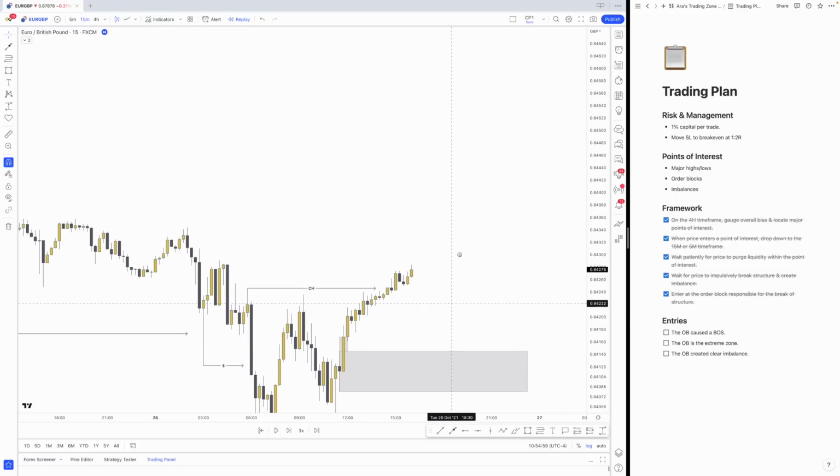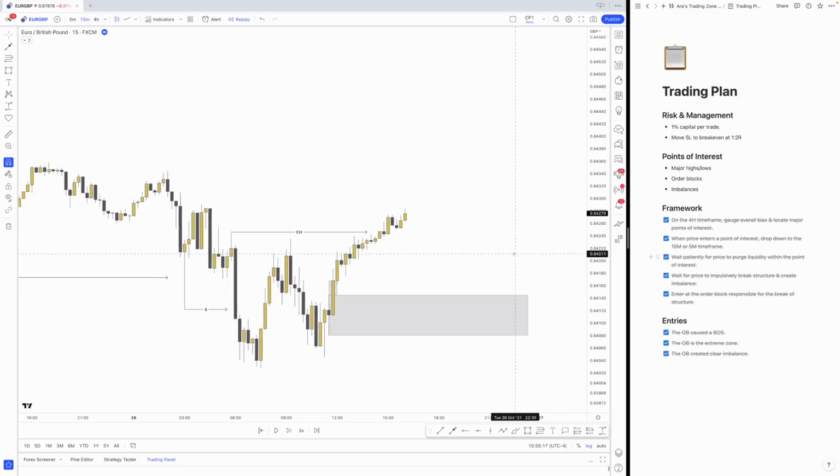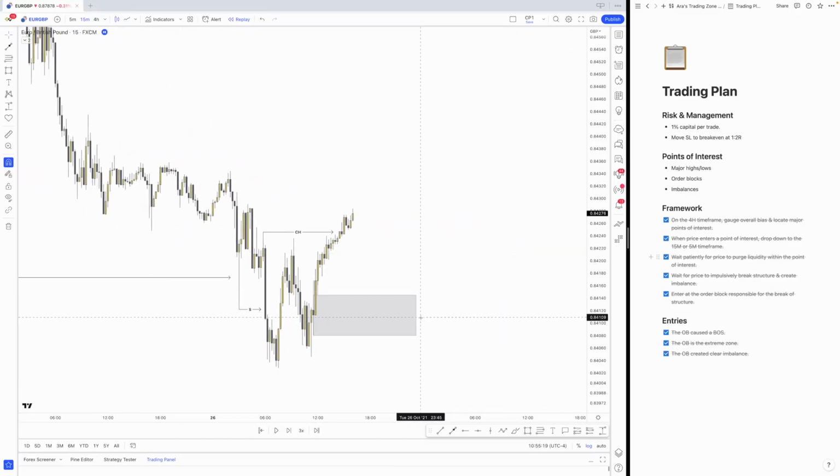Now before we set up the position tool, I want to go over the quick entry checklist and make sure that the order block caused a break of structure. Yes, it did. The order block is the extreme zone. Yes, it is, because it's the furthest down in this bullish leg. The order block created clear imbalance. Yes, it did. So everything checks off on our trading plan. Let's enter a position and set up the parameters.